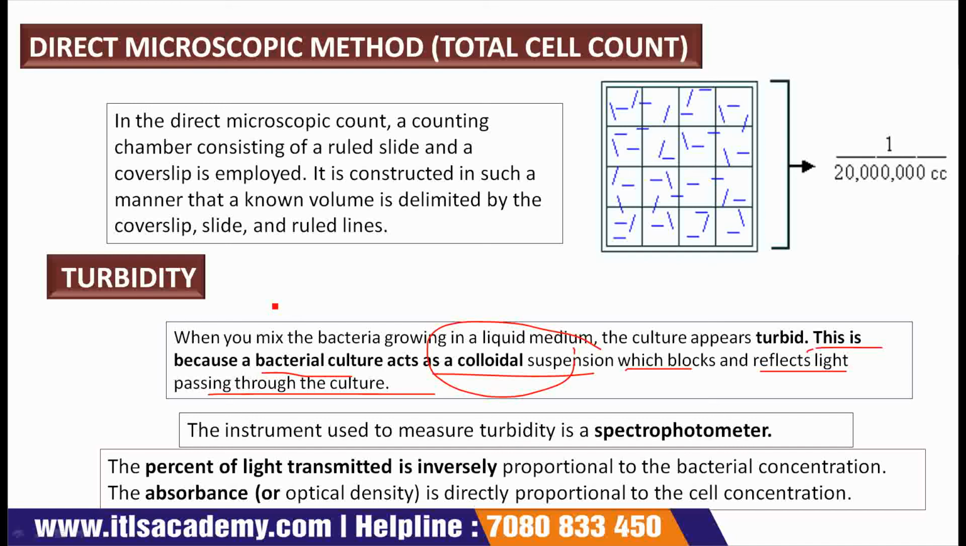Within limits, the light absorbed by the bacterial suspension will be directly proportional to the concentration of cells in the culture. By measuring the amount of light absorbed by a bacterial suspension, one can estimate and compare the number of bacteria present in that sample.